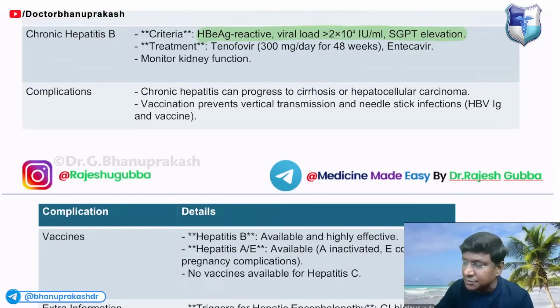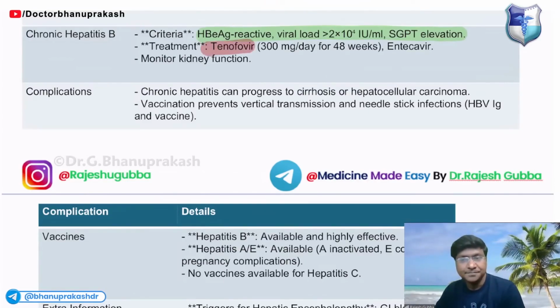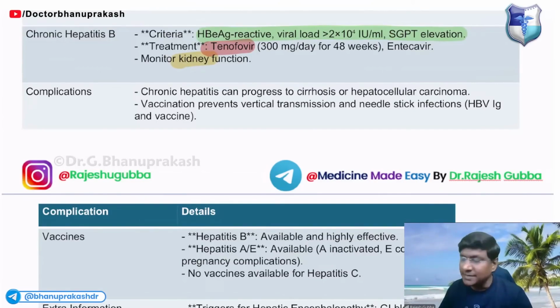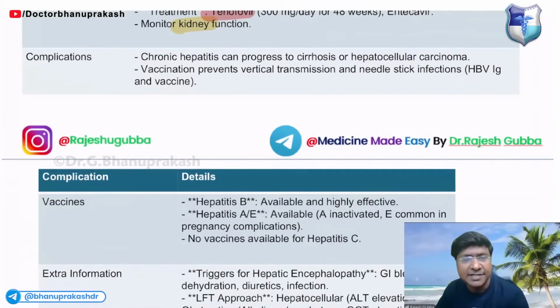And which antiviral drug will you start? That is tenofovir. And for how long will you give it? 300 milligrams per day, 48 weeks you will give. And whenever you're giving tenofovir, what do you need to monitor? You need to monitor the kidney function. Okay, so this is about the treatment of hepatitis. And what is the complication? Viral hepatitis is the one which will cause cirrhosis as well as hepatocellular carcinoma.